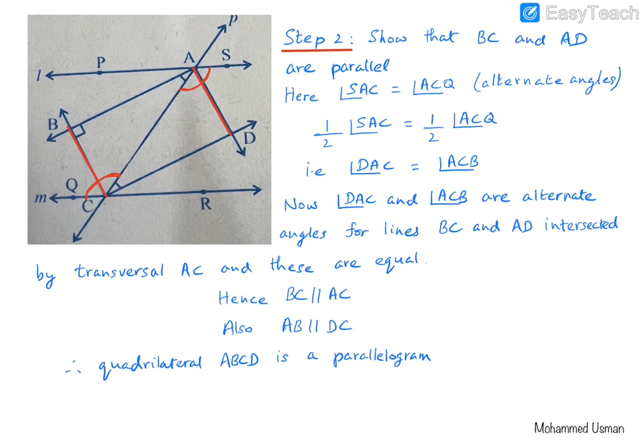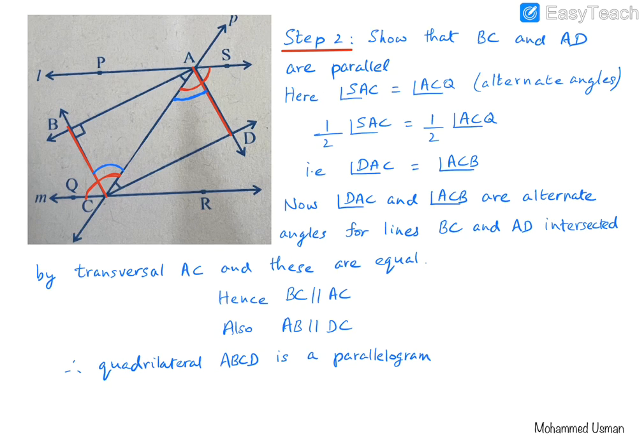But half of SAC is nothing but the angle DAC, right? So half of SAC is the angle DAC, which I will mark here, marked by this blue angle. And half of the angle ACQ is the angle ACB, which we will mark here. So this angle here.